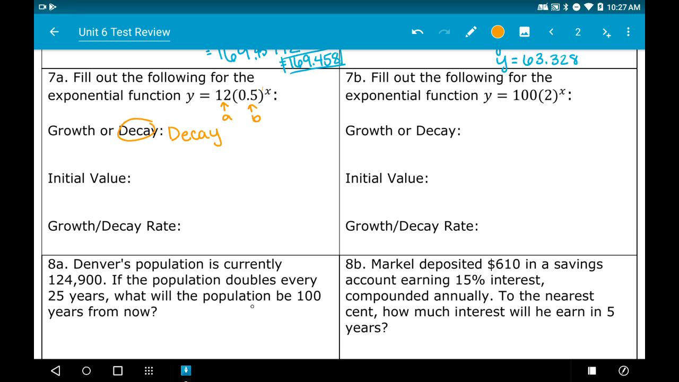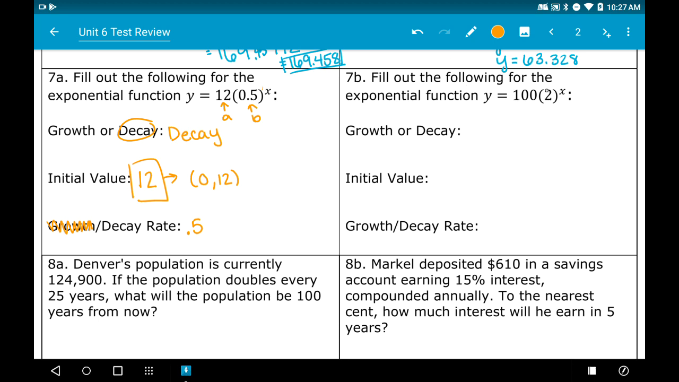So since that is a decimal there, it's decay. And our initial value, that's what we start with, is always our A value. So our initial value here is 12. But if it asks for a y-intercept, you would have to write it as 0, 12. But since this says initial value, you can just leave it as 12. Be careful though, if it does ask for a y-intercept, you have to write it as an ordered pair. Then our growth/decay rate, so we know it's not growth. So our decay rate is going to be whatever the b is, so 0.5. And that's all you have to do on these.